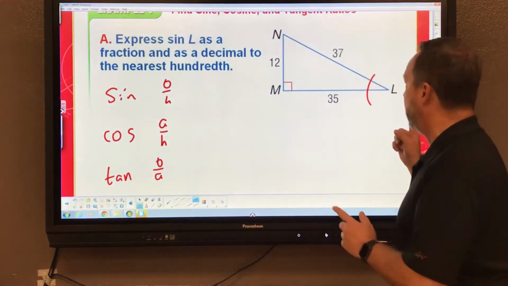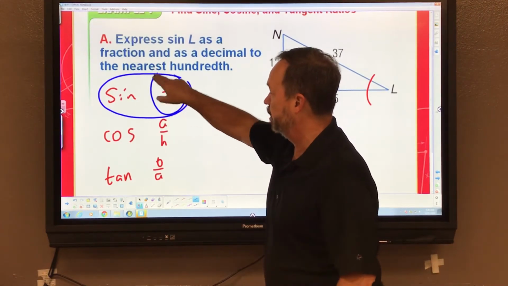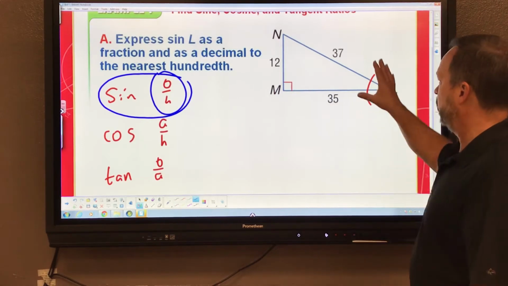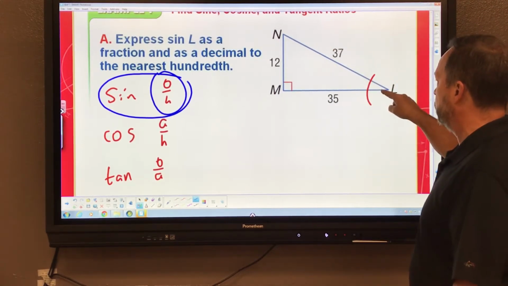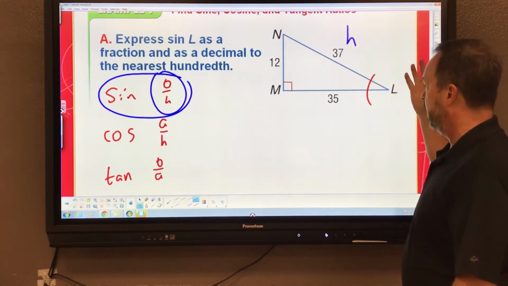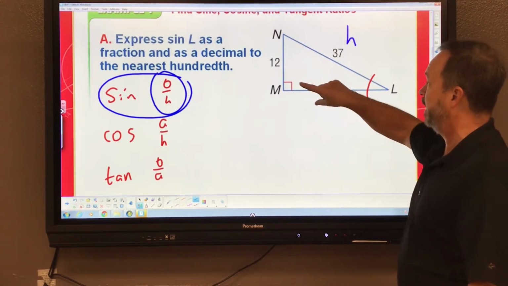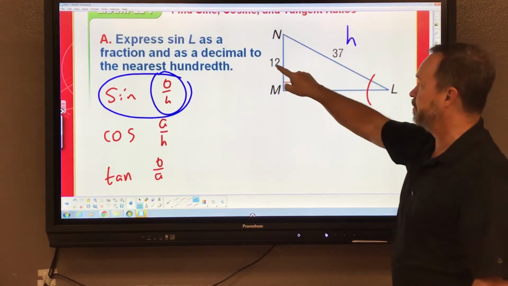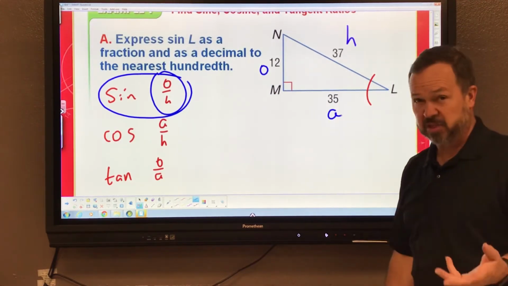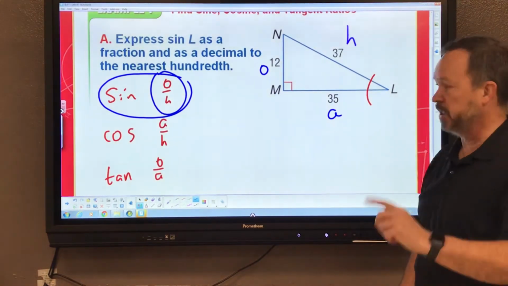But we can see in this case, because we're looking for sine, we're going to be doing O and H. So we look at this triangle, we look at this angle, and you can see this is the hypotenuse, because it's always the one opposite the right angle. And then you've got the two legs. The two legs always make the right angle. That's the opposite side, and this is the adjacent side. You should be able to see that. That's what we have already seen. If not, back up the video and watch it again.